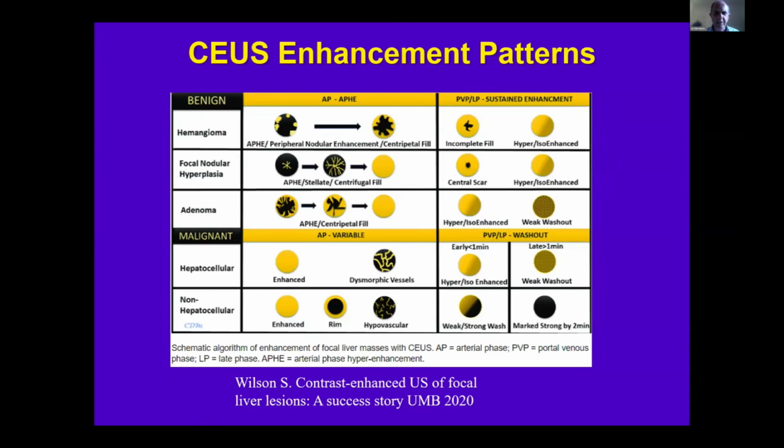The malignant lesions tend to enhance to some degree in the arterial phase, but then wash out. Metastases wash out early, but HCC can wash out variably according to how well differentiated they are, whether they're well, moderate, or poorly differentiated, that we'll talk about a bit later on.